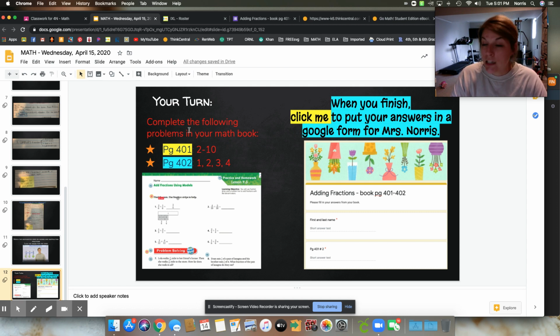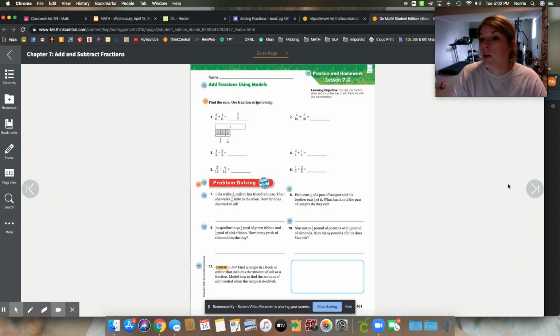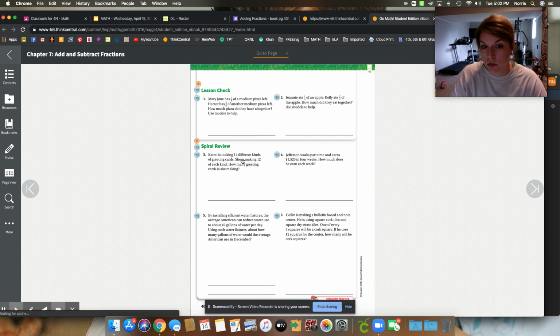So you're going to get into your math book and you're going to answer some addition problems. All of the fractions have common denominators. I'm not going to throw any curveballs at you. Okay, so where do I have your book? Here it is. So it looks like the homework pages. All right, so you're going to do 2 through 10. And then on the next page, you're going to do 1, 2, 3, and 4.